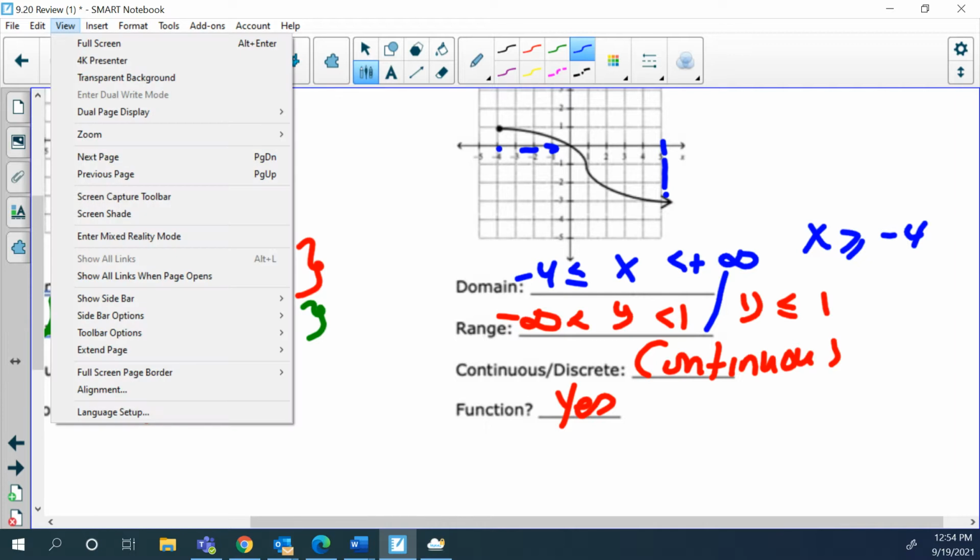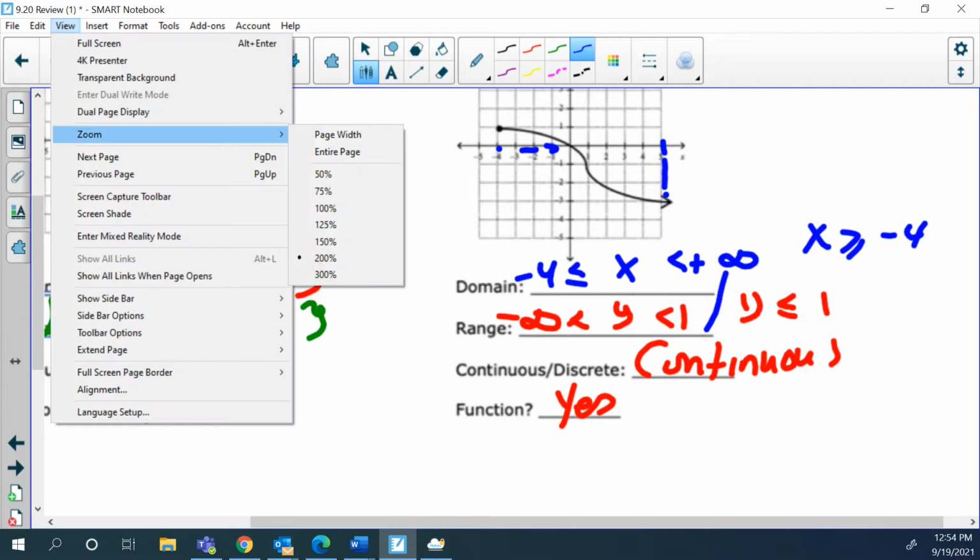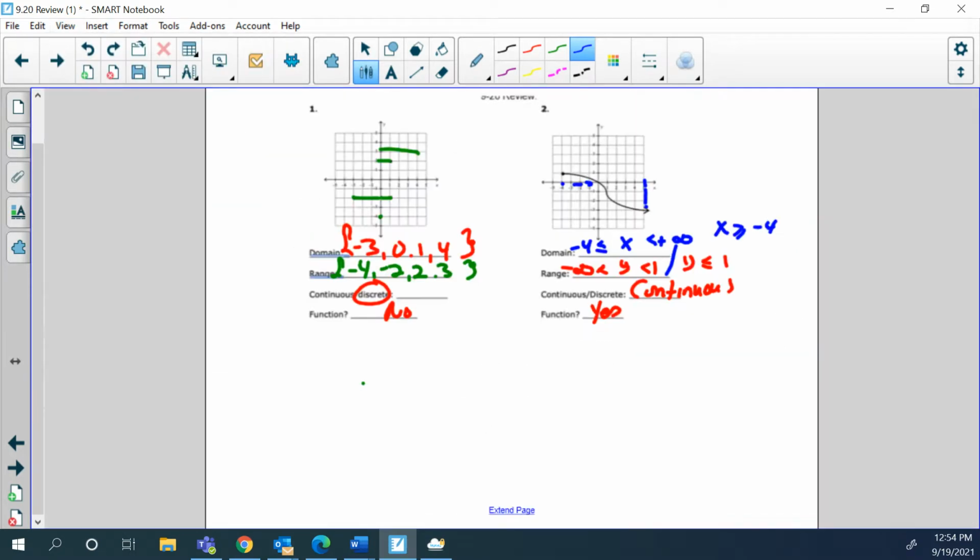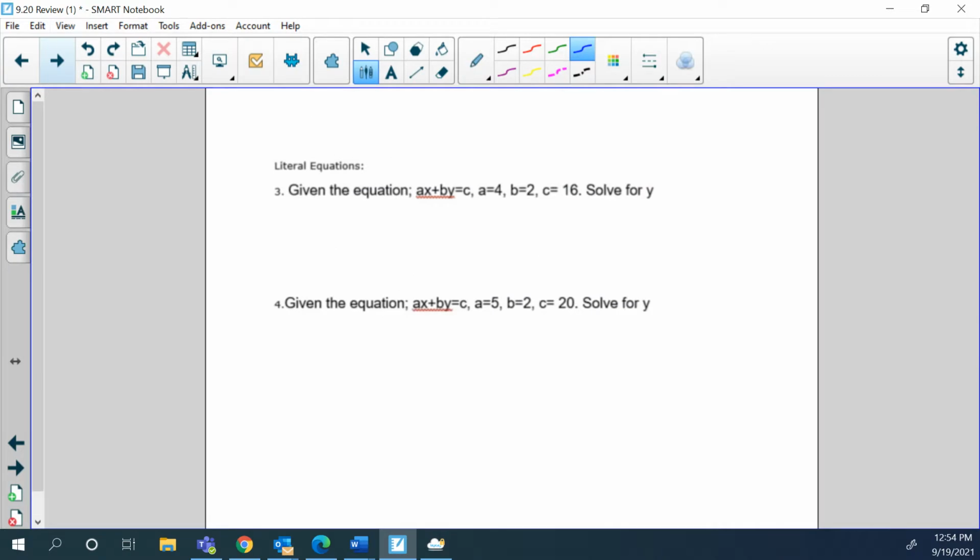Let me go back to Zoom. Let's go back to 100 and see what I have here. Okay, given the equation Ax plus By equals C, A equals 4, B equals 2, and C equals 16, we're asked to solve for y. Now, you guys struggle on this. So remember, the first thing you're going to do is replace the letters, right? So the first equation, we know A is 4.